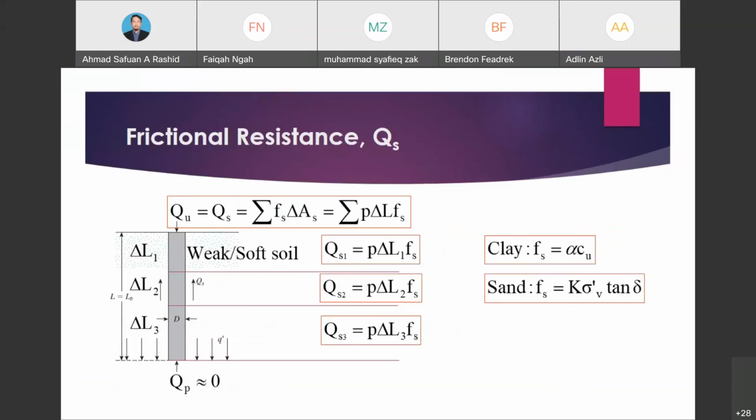So for the frictional resistance, okay, so you can use the alpha method. Ada 2-3 approach ataupun formula. Beta, alpha saya tak ingat. Tapi kalau yang common yang biasa kita guna adalah alpha lah. Okay. So ada alpha is the friction between soil and clay. Okay. Kalau untuk sand, kita menggunakan this formula. Kita menggunakan effective stress punya approach.